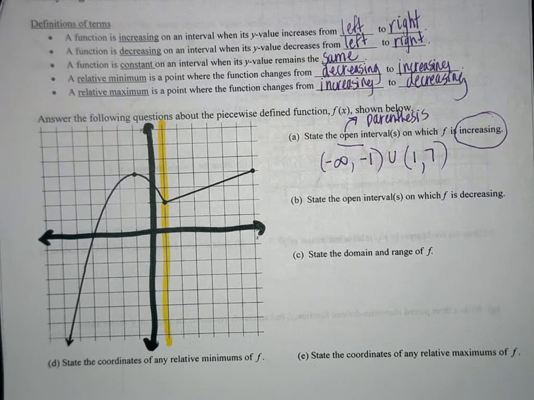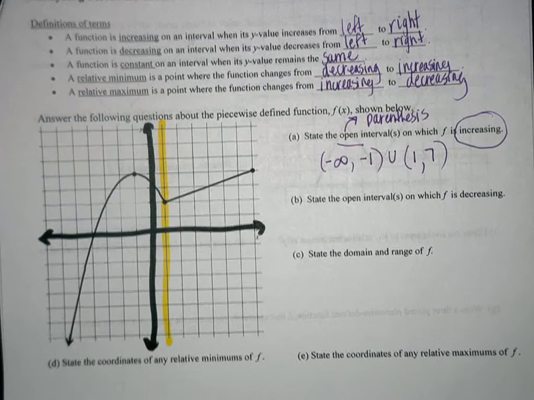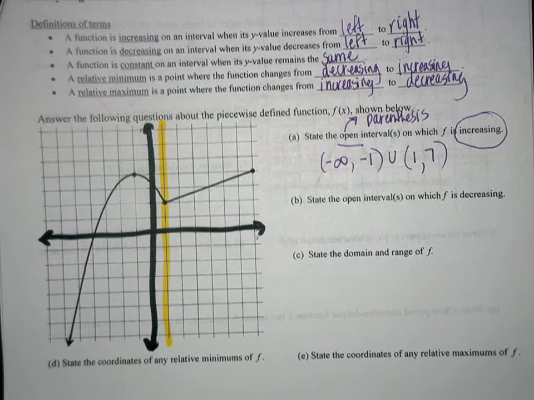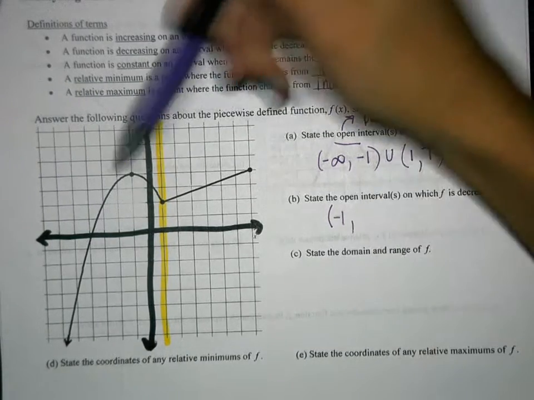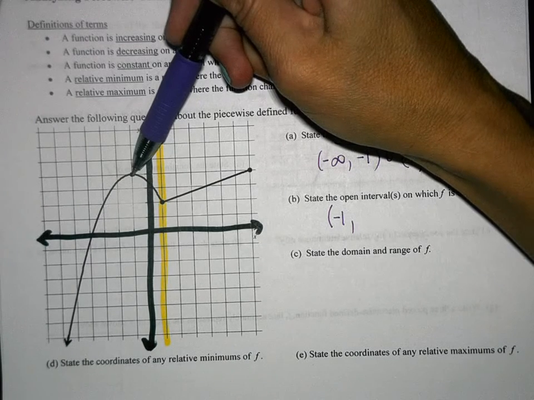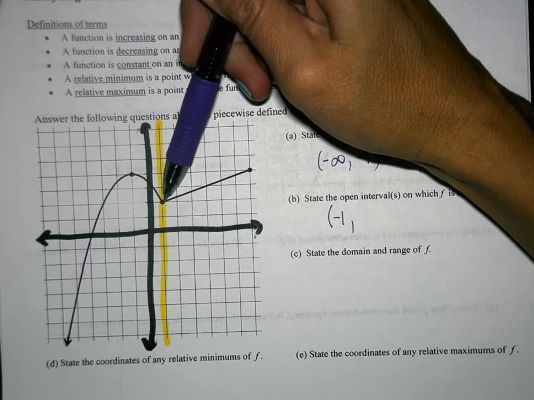Okay. State the open intervals on which f is decreasing. So looking at the graph, where is it decreasing? -1, so it's decreasing right here. It starts at -1 where it's decreasing, and it decreases until it gets to 1.